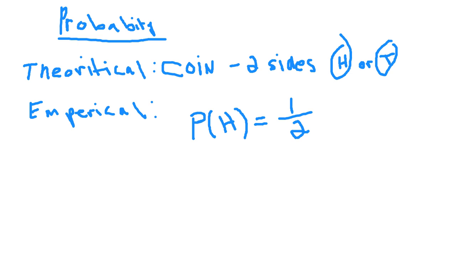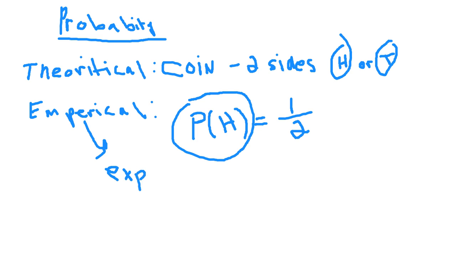Okay, now empirical means that there's some type of experiment going to happen. Okay, so experiments. So we take a coin, same idea, okay? And we're going to toss the coin, let's say we're going to toss the coin, I don't know, 5,000 times.